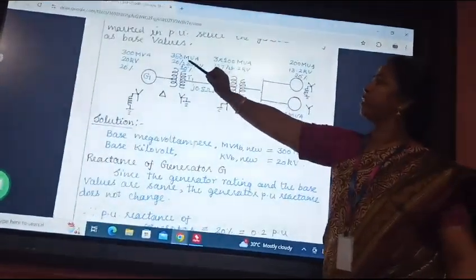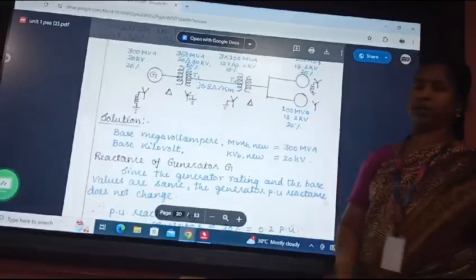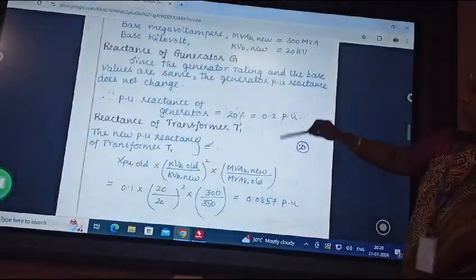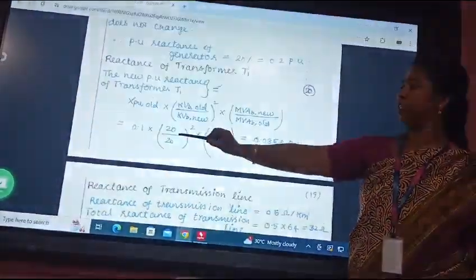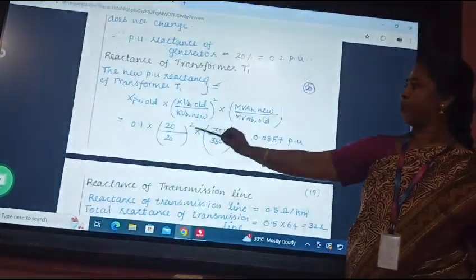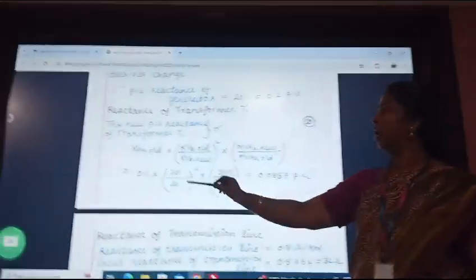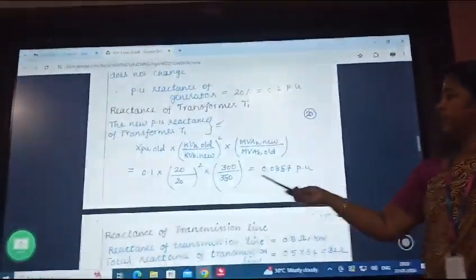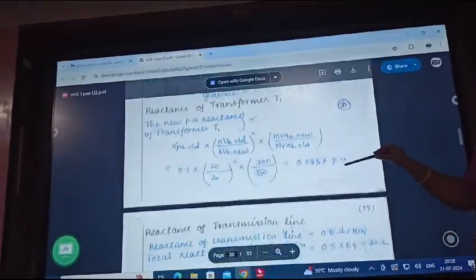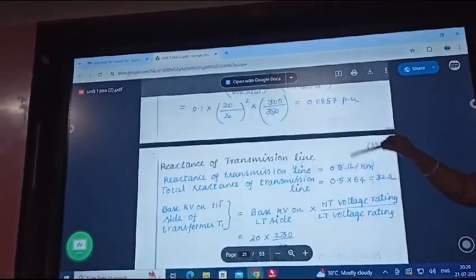Your MVA old is 350, and X_pu old is 10%, so 10 by 100 is 0.1. The kV_B old is 20, MVA old is 350, MVA new is 300 and kV new is 20. So you can calculate with the help of this formula. If you calculate, it is 0.0857 per unit.